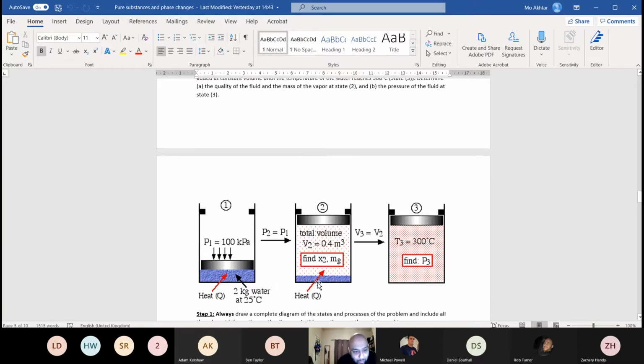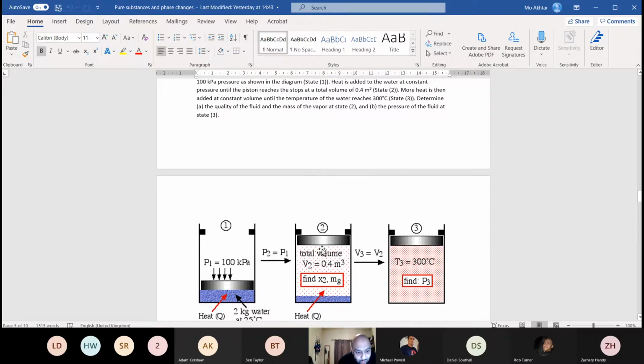So what's happened? Heat's been applied here. The total volume now is 0.4 meters cubed. It stopped at that particular point, so that's the volume, all of this altogether. Look here, it's not specific volume, it's actual volume, which is like three-dimensional space. So the gases have pushed the piston up, it stopped at the stop point, and a certain volume has built up, a space, and that volume is V2, which is 0.4 meters cubed.